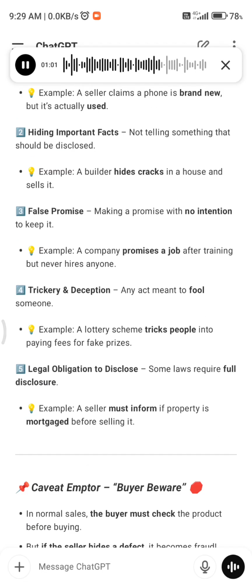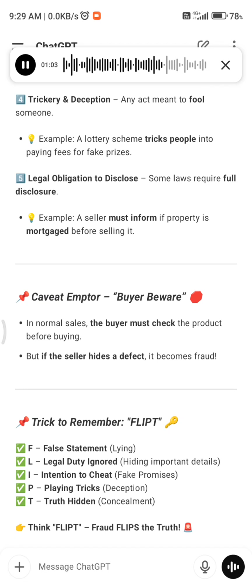Caveat emptor, buyer beware. In normal sales, the buyer must check the product before buying, but if the seller hides a defect, it becomes fraud. Trick to remember: FLIP. F, false statement. L, legal duty ignored, hiding important details. I, intention to cheat, fake promises. P, truth hidden, concealment. Think FLIP, fraud flips the truth.